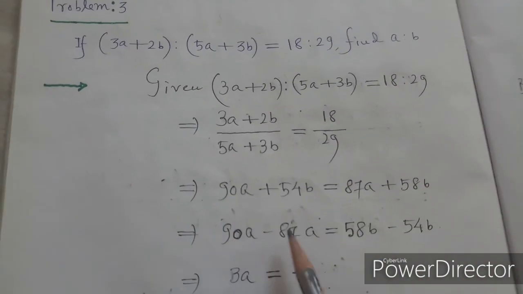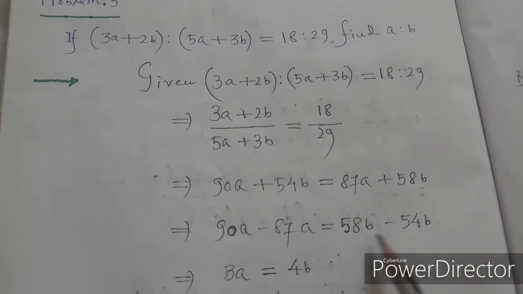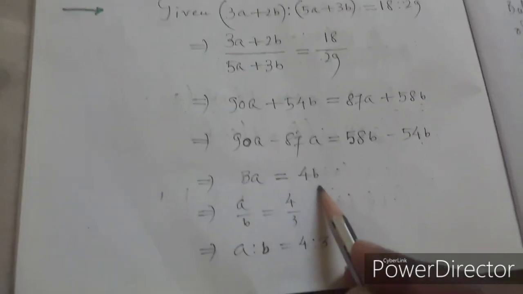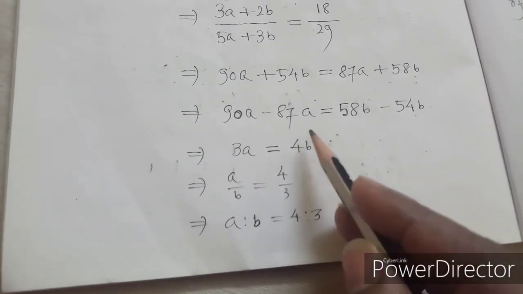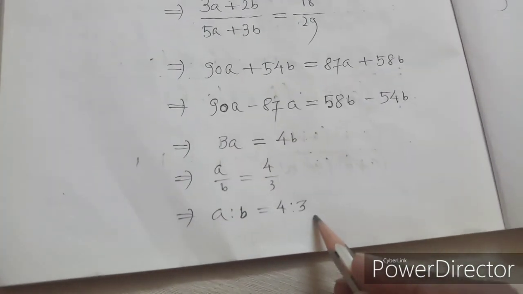So this one is there. So 90a minus 87a that is equal to 58b minus 54b. How much it is? 3a is equal to 4b. This implies that a by b equal to 4 by 3. 4 by 3. So a is to b equal to 4 is to 3.